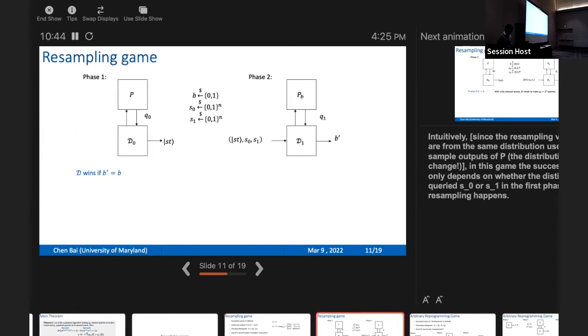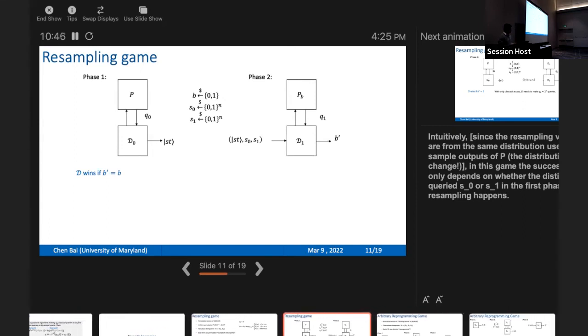Intuitively speaking, since the resampling values S0 and S1 are from the same distribution used to initially sample the outputs of P, the distribution doesn't change after resampling happens. This means the only way the adversary could win this game, or tell whether the permutation is reprogrammed or not, is by querying either S0 or S1 in the first phase.